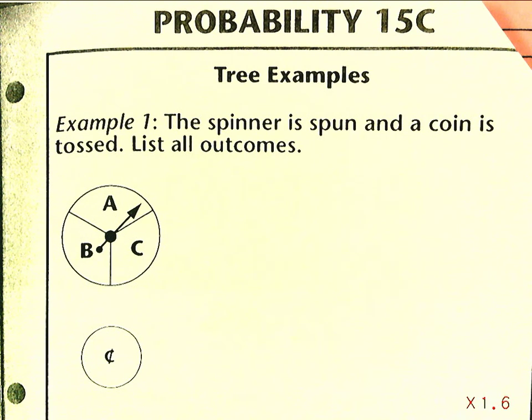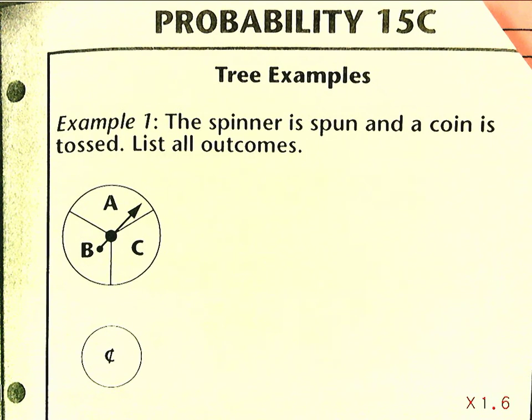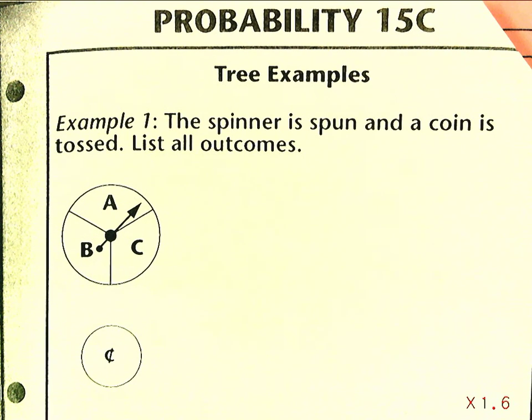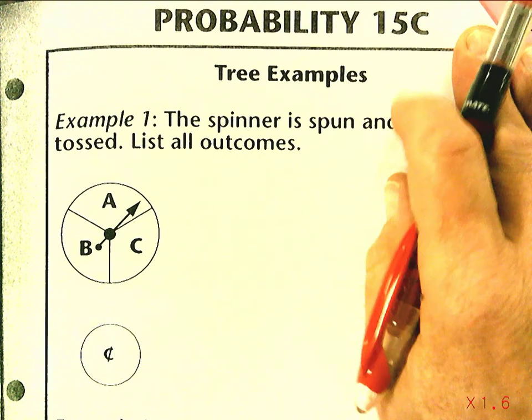So in probability 15C, we're going to look at what are called tree diagrams when we have two events happening, one after another, and we want to figure out the different outcomes that we could have when multiple events take place in probability. So this is called tree examples.